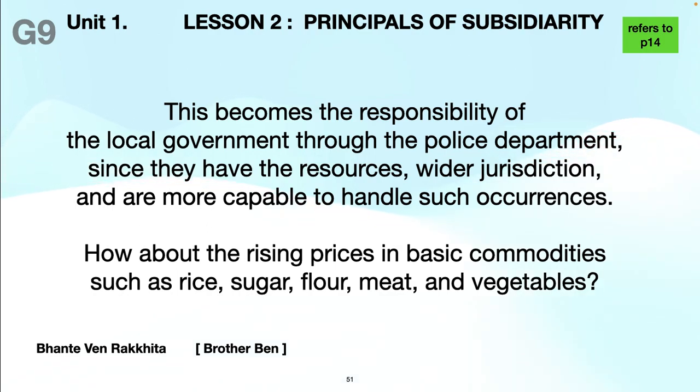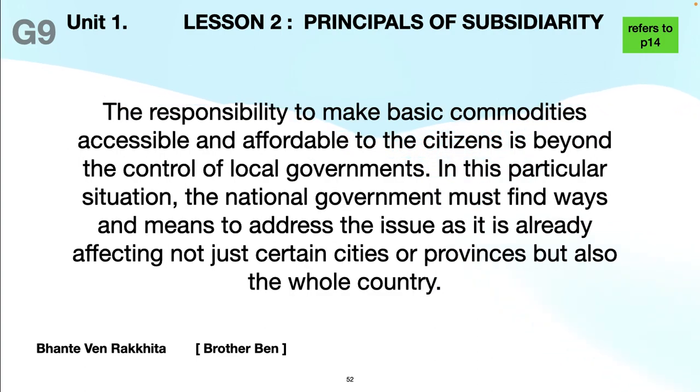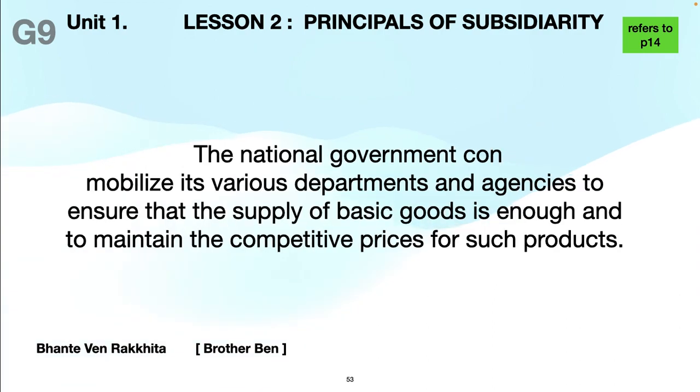How about the rising prices in basic commodities such as rice, sugar, flour, meat, and vegetables? The responsibility to make basic commodities accessible and affordable to the citizens is beyond the control of local governments. In this particular situation, the national government must find ways and means to address the issue, as it is already affecting not just certain cities or provinces, but also the whole country. The national government can mobilize its various departments and agencies to ensure that the supply of basic goods is enough and to maintain the competitive prices for such products.